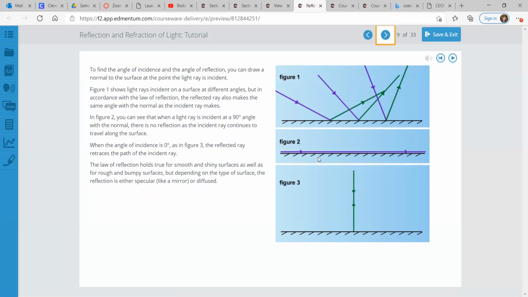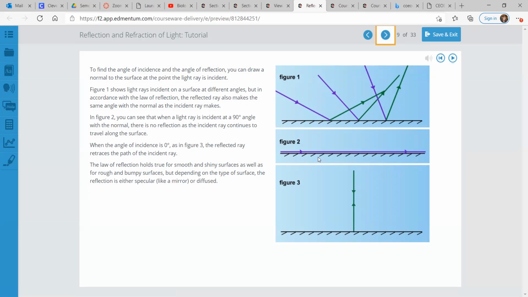To find the angle of incidence and the angle of reflection, you can draw a normal to the surface at the point the light ray is incident. Figure 1 shows light rays incident on a surface at different angles, but in accordance with the law of reflection, the reflected ray also makes the same angle with the normal as the incident ray makes.